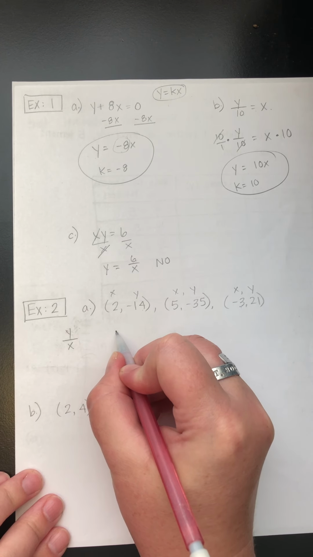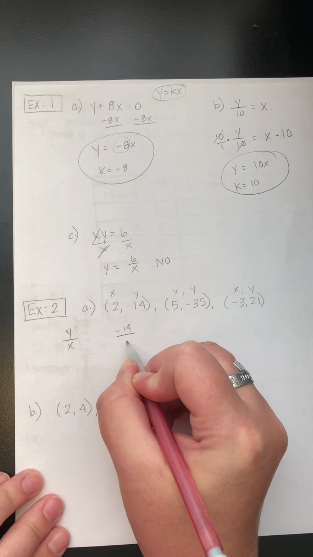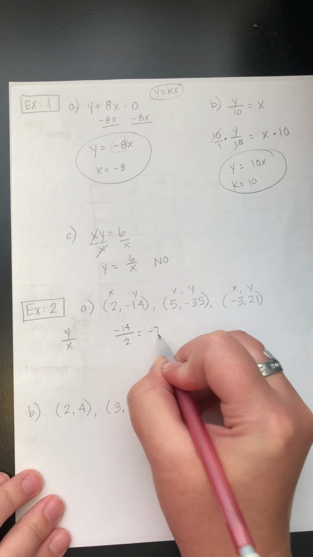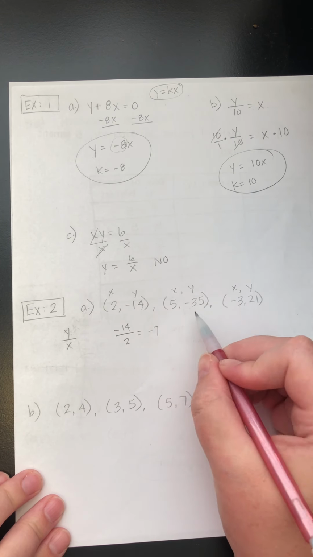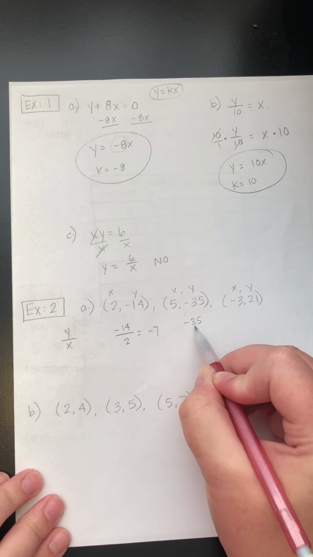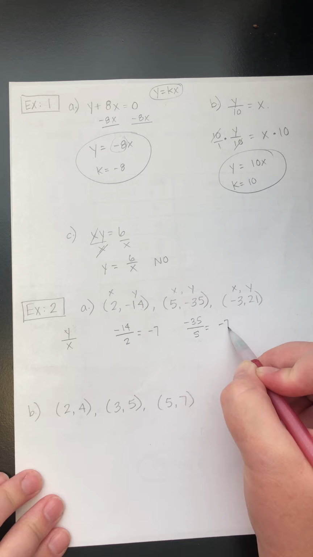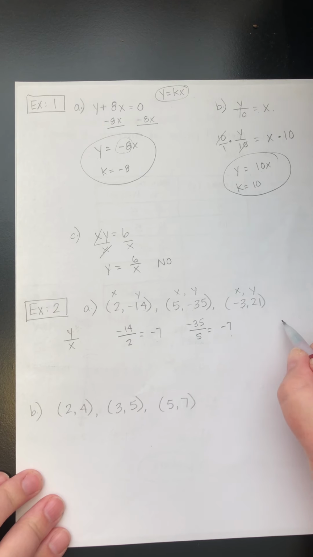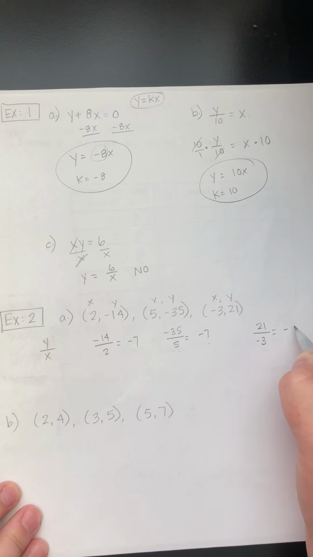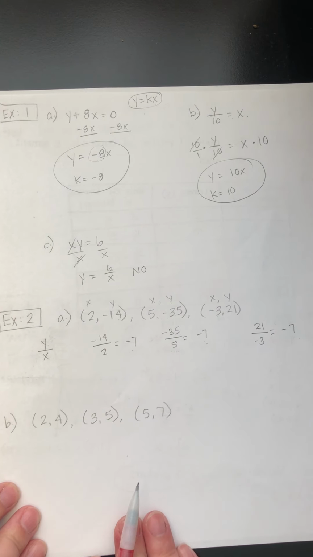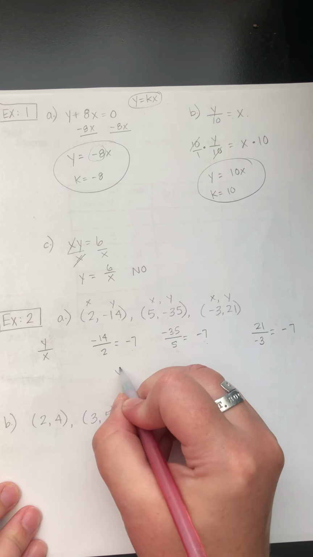So for this first one, y is negative 14, x is 2. Negative 14 divided by 2 is negative 7. Right here, y is negative 35, x is 5. Negative 35 divided by 5 is negative 7. So far, we have the same answer. And then right here, x is 21, y is negative 3. 21 divided by negative 3 is negative 7. We have the same answer for each set of ordered pairs. So yes, we have direct variation.